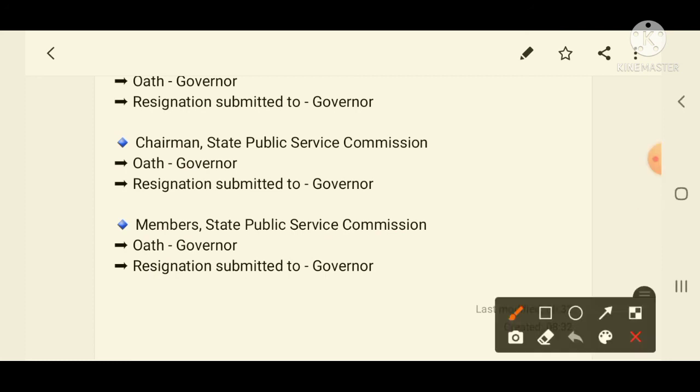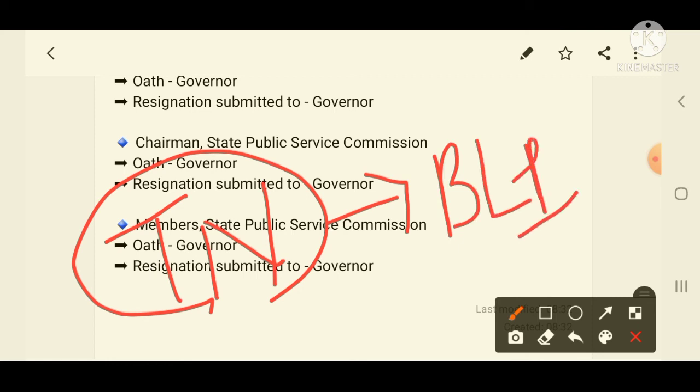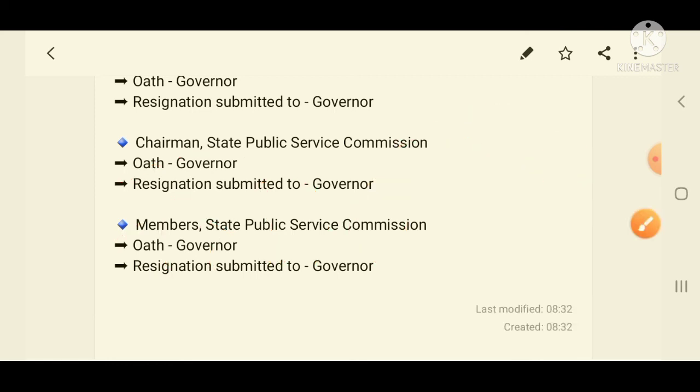I told you that at the end I'll tell you the Governor of Tamil Nadu. So the Governor of Tamil Nadu is Banwari Lal Purohit.